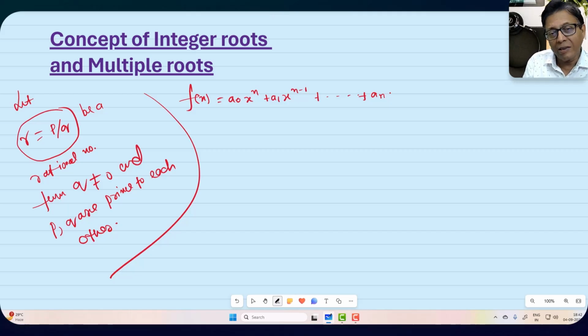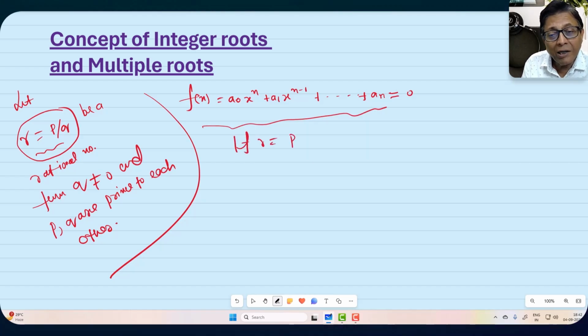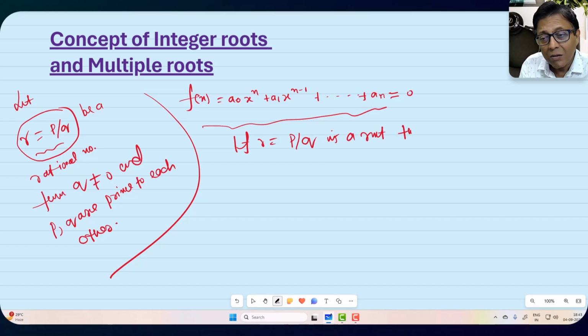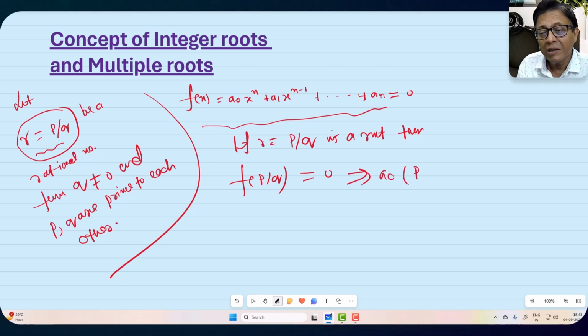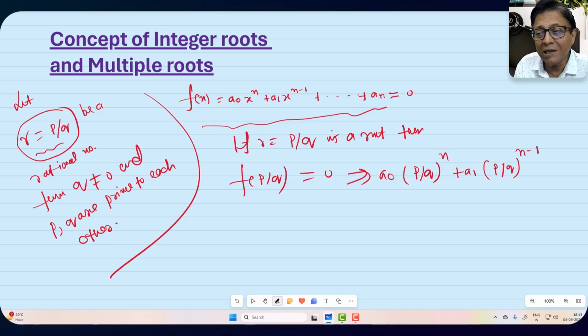Now let us find the condition for r equal to p by q as a root of the equation f(x) equal to 0. If r equal to p by q is a root, then f(p by q) must be 0. What does it mean? This means a0 (p by q) to the power n plus a1 (p by q) to the power n minus 1 plus up to an equal to 0.